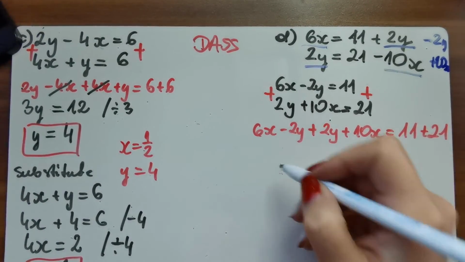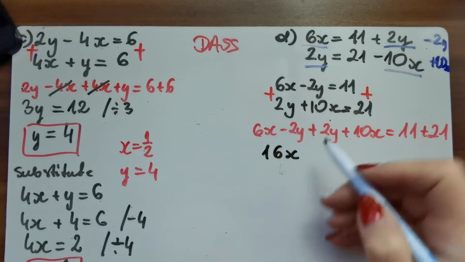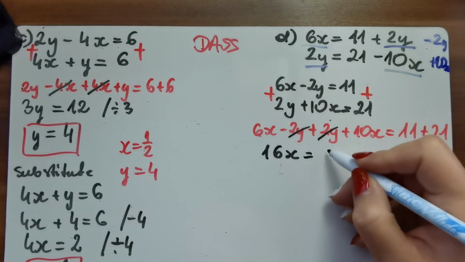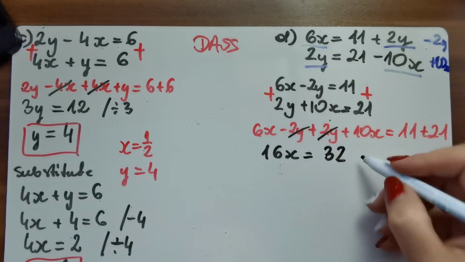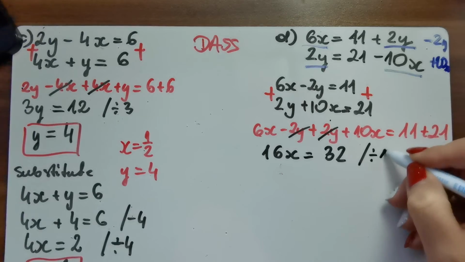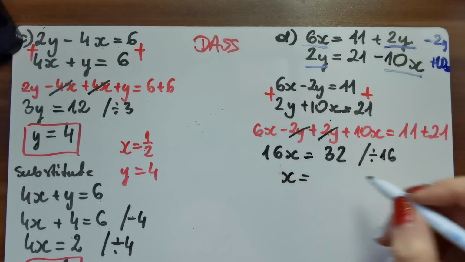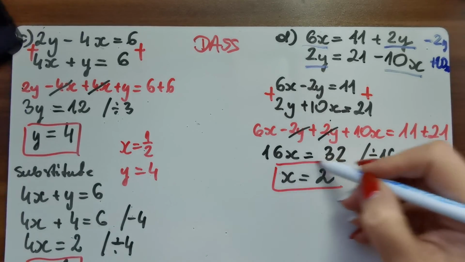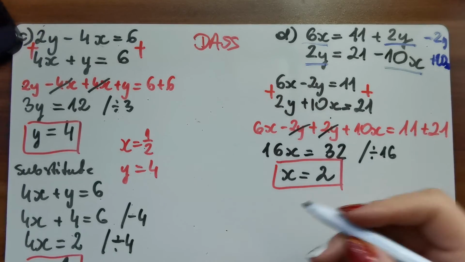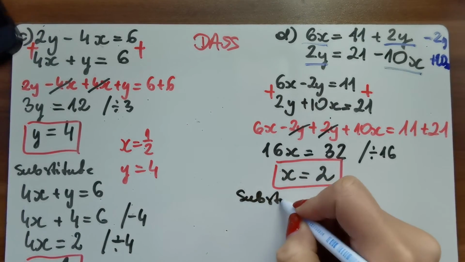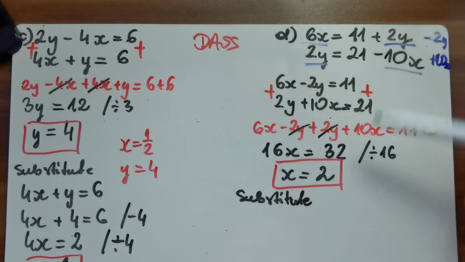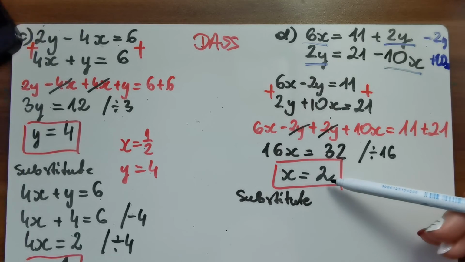6x plus 10x will be 16x. Minus 2y plus 2y will eliminate. Must be equal to 11 plus 21. It will be 32. So to find x, we need to divide both sides by 16. So x will be equal to 32 divided by 16, 2. So we have our first value. Now we need to substitute this value into any of those two equations. Substitute. So I have x equal to 2.